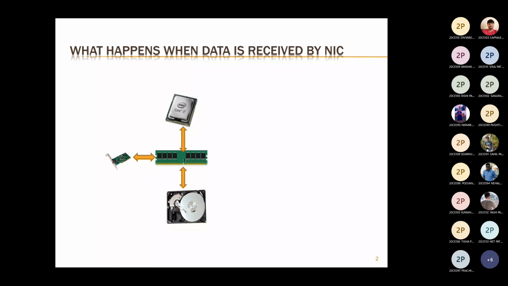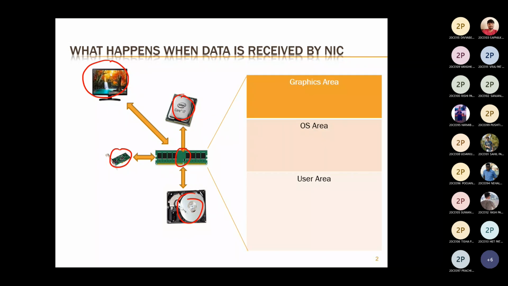In a computer, we have a processor, a RAM, a hard disk drive, and a NIC card. And we will have a display monitor to display things on screen. And this is the RAM area. The first area belongs to graphics area, the next subsequent area belongs to OS area, and the third area belongs to user area. So RAM is divided into three parts: graphic area, OS area, and user area, that we discussed during the second lecture as well.